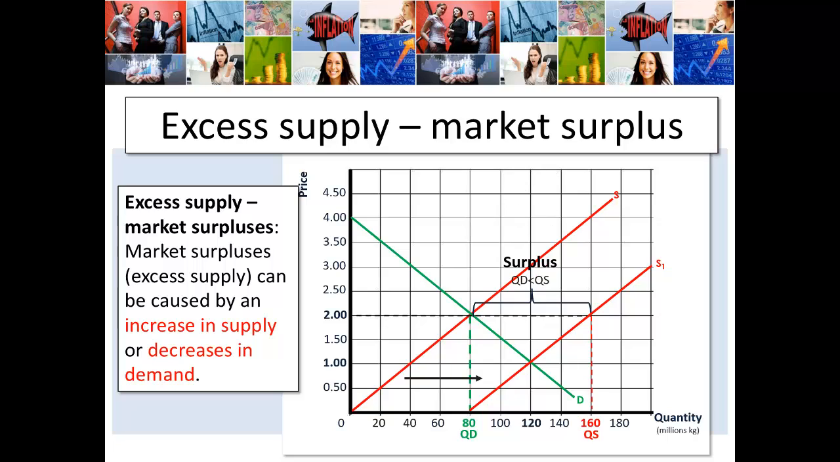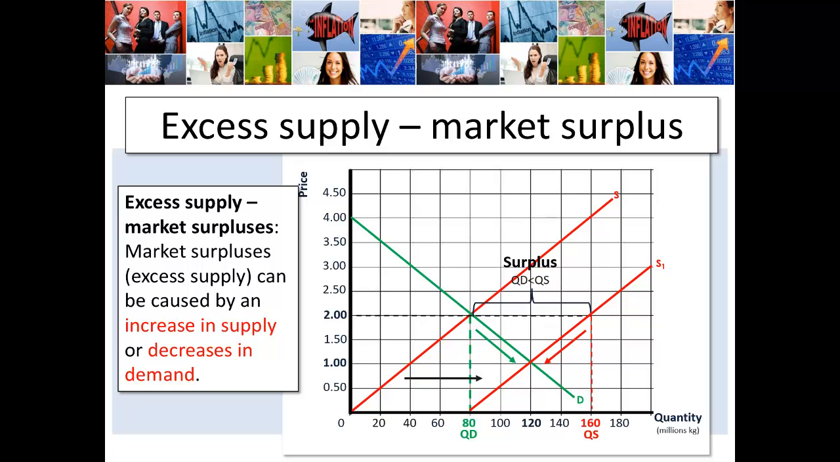Now we have a situation, before the market has a chance to adjust to a new price, where there is a surplus of this good in the market. Quantity demanded is less than quantity supplied. Quantity supplied after the increase in supply is 160 million kgs. Quantity demanded is still set at the old equilibrium price, resulting in a surplus.